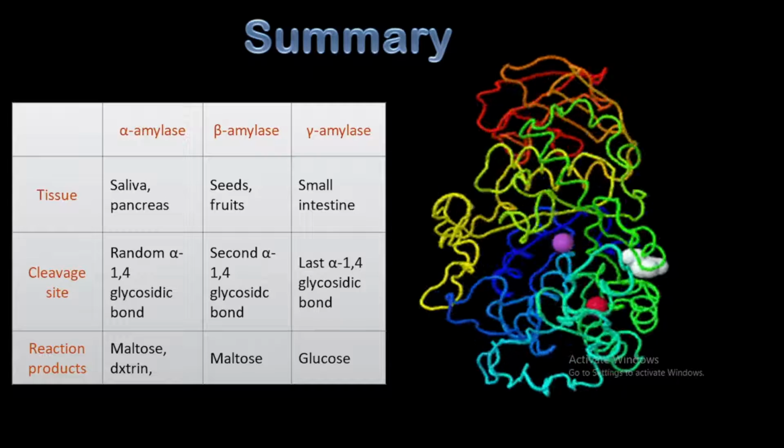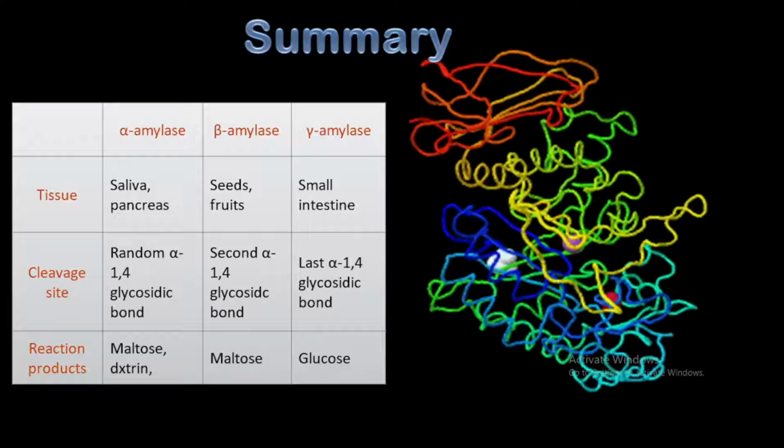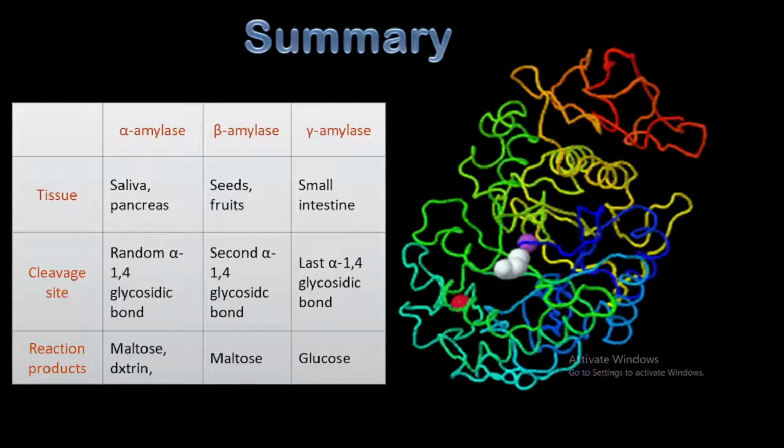Alpha amylase gives the products maltose and dextrin, whereas beta amylase gives the product maltose. Gamma amylase gives the product glucose.